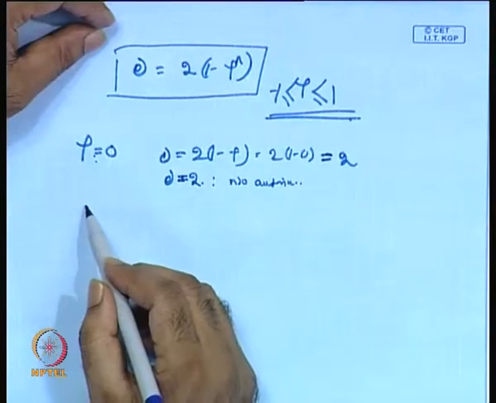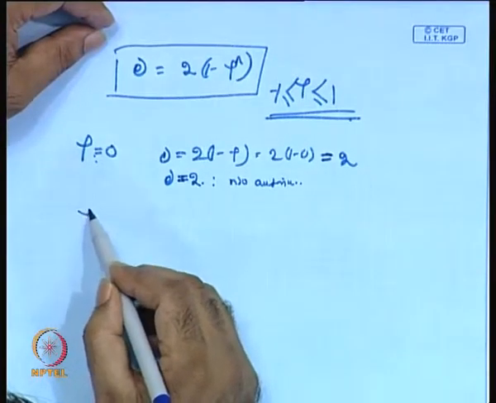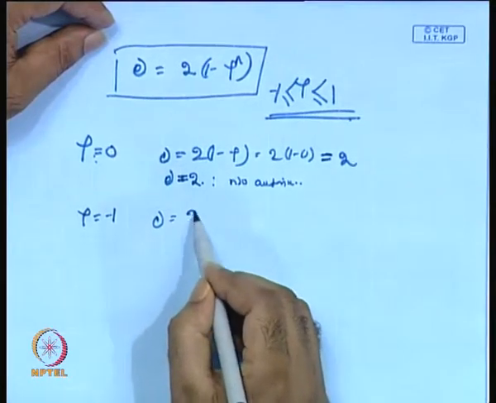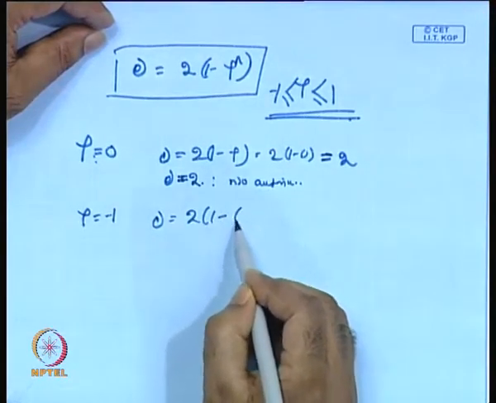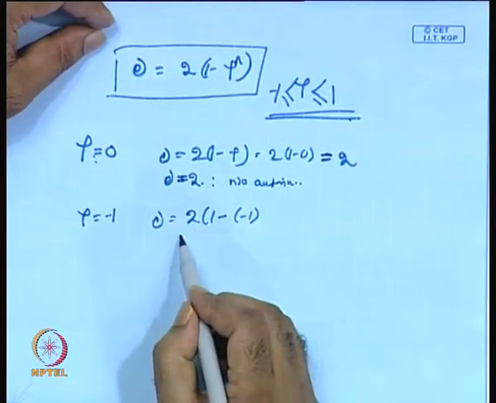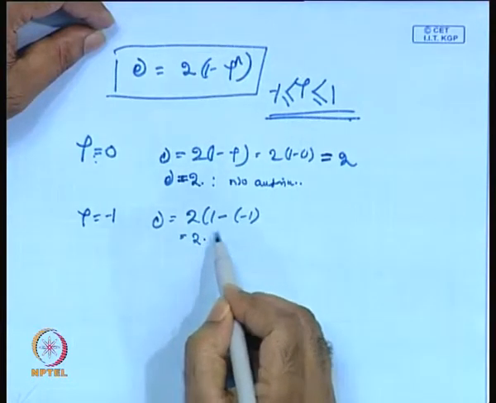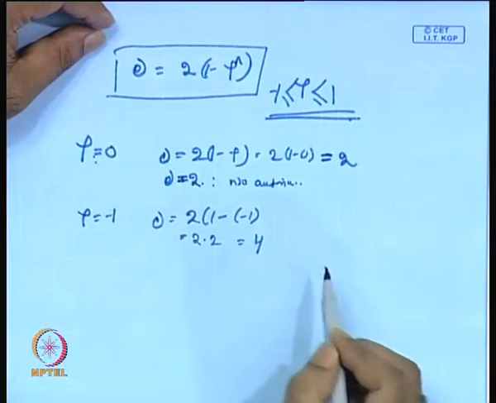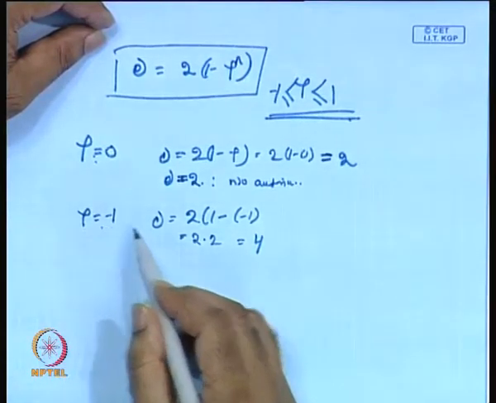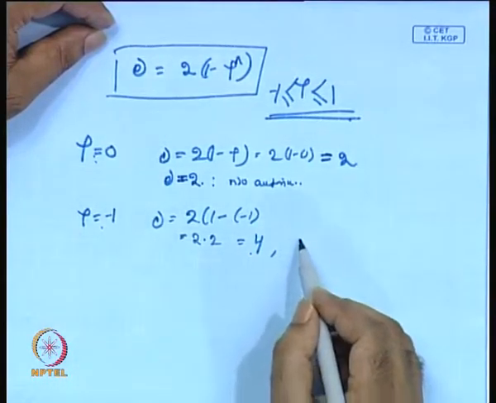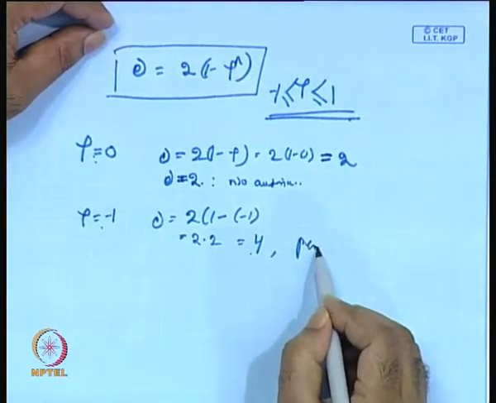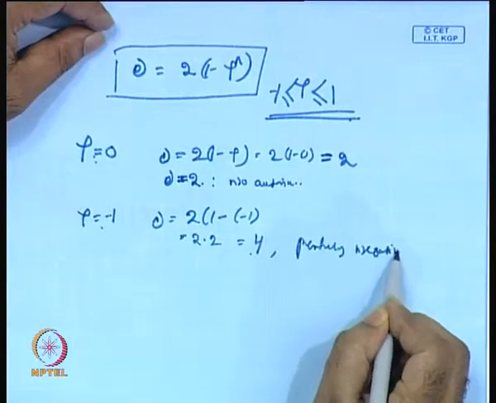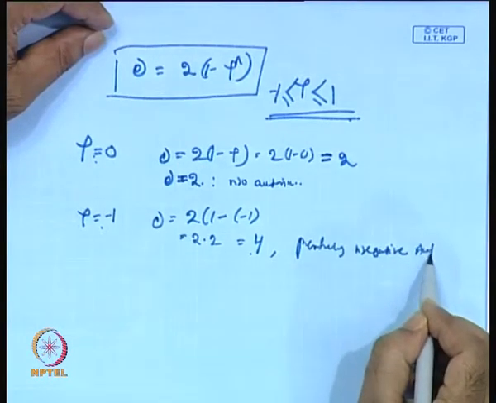Okay, so similarly, if rho equal to minus 1, then obviously d equal to 2 into 1 minus into minus 1. So it will be equal to 2 into 1 plus 1, so 2, so this will be equal to 4 only. So that means when rho equal to minus 1, d equal to 4. So that means it is a perfectly negative correlation, perfectly negative autocorrelation.